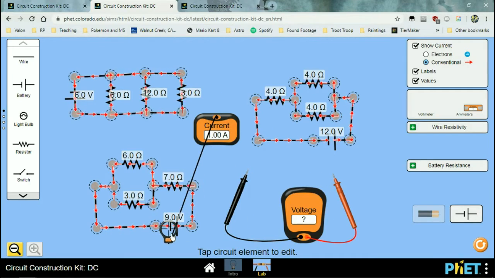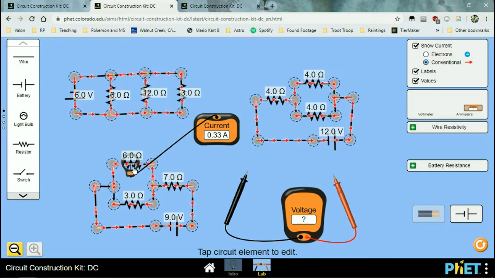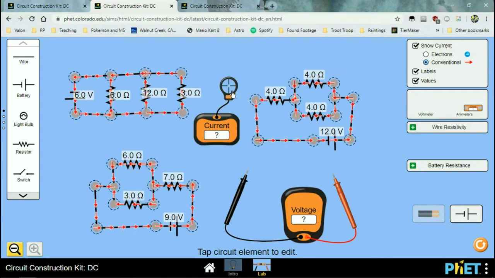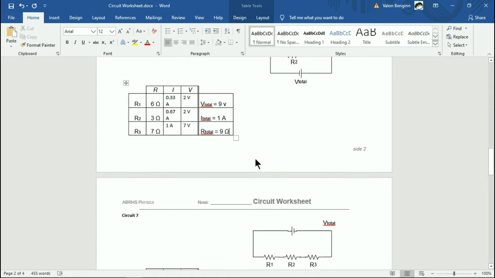Total current, we had 1, 1.33, 0.67. Okay, I did it right. The second time I did it right. You can see how this is going to be tricky, and how, again, just one small mistake in the beginning screws everything up completely.